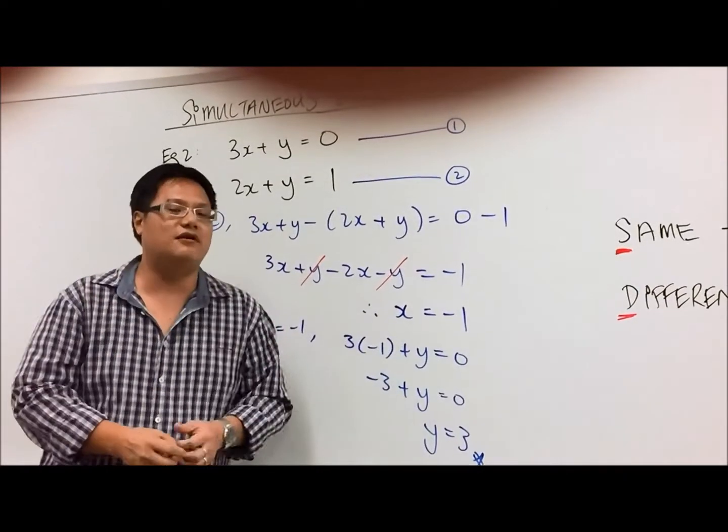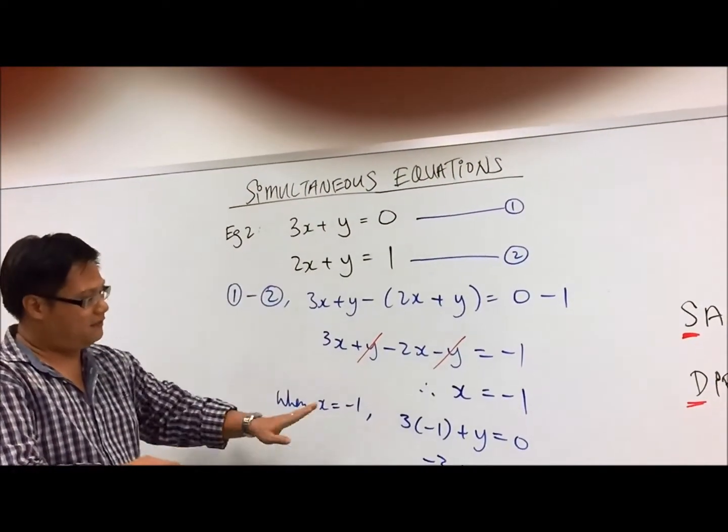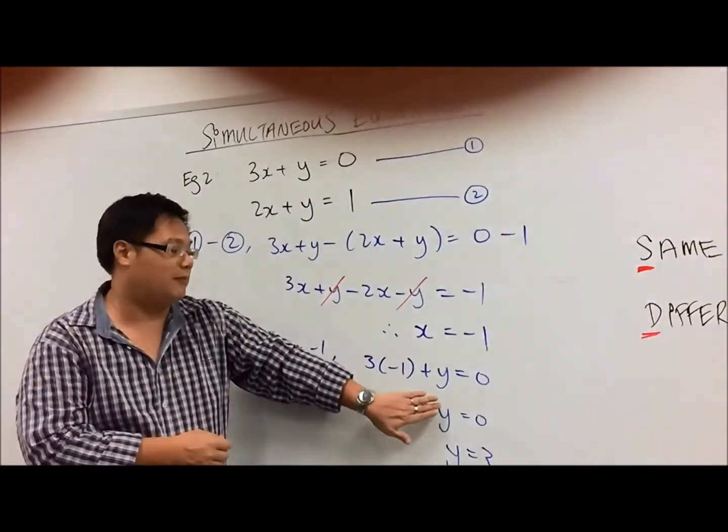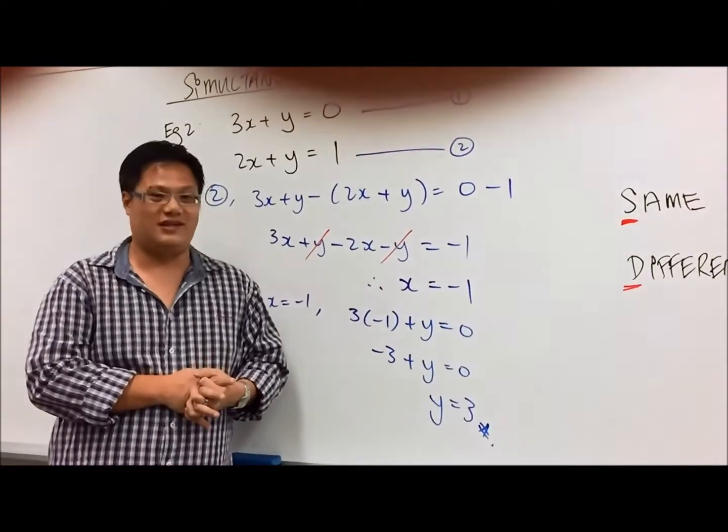So after finding the value of x equals minus 1, I just plug it into equation 1, and then I will have 3 times minus 1 plus y equals 0. So minus 3 plus y equals 0, y equals 3.